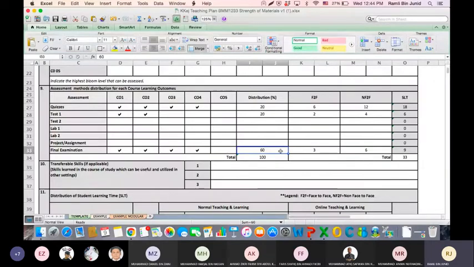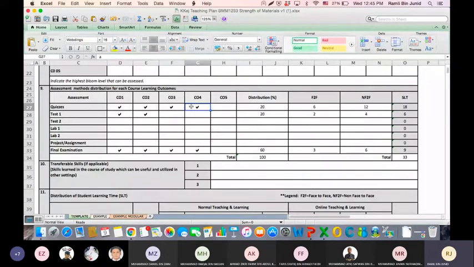Okay, for the assessment, this is the assessment method. We have quizzes, we have one test, and we have a final examination. For the quizzes, you will have 4 quizzes, and each quiz will carry 5%. Quiz 1, quiz 2, quiz 3, quiz 4. So you must do all the quizzes in order to pass the subject and in order for you to achieve a higher grade.